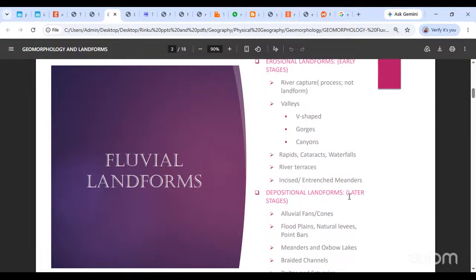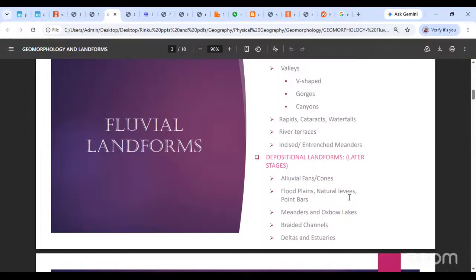Okay, among the depositional landforms, and of course these will be in the later stages when the river is in the plains. Alluvial fans and cones, these are the first ones that the river makes when the river comes down from the foothills. Okay, when the river comes down from the hills, from the mountain, the first landform it creates is either alluvial fans or alluvial cones. Okay, then when the river is traversing the plains, it will make flood plains, and on the sides natural levees, point bars and all, it will make all those things.